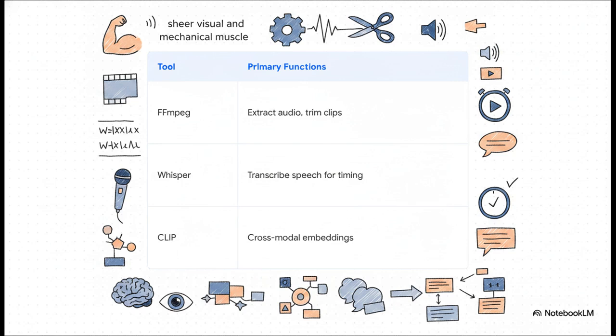We're talking extracting audio, trimming clips, detecting scenes. Then Whisper handles the auditory labor, transcribing speech to get the timing just right. Meanwhile, CLIP-style models generate cross-modal embeddings. They basically act as the brain that understands how the text and the visuals actually relate to each other.